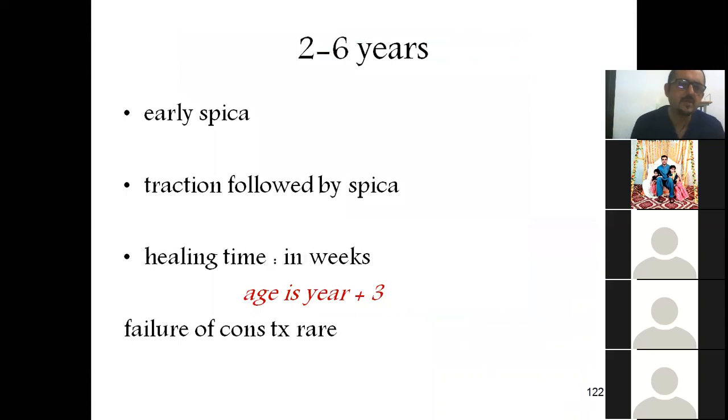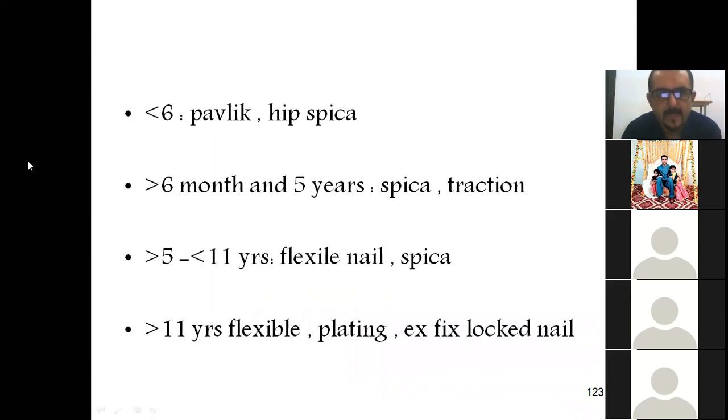So at 2 to 6 years, you can do early spica or traction followed by spica. I'm not sure, but this is called the Schollberger technique. Traction followed by spica. First they maintain traction as inpatient for 1 week. And then when there is soft callus formation, they put in the spica. Healing time: I can ask you, what is the healing time of a fracture shaft of femur? So pediatric shaft of femur, for example, the age is 4. So 4 plus 3, 7 weeks. Age is 5, 5 plus 3, 8 weeks. And really, conservative treatment can fail.